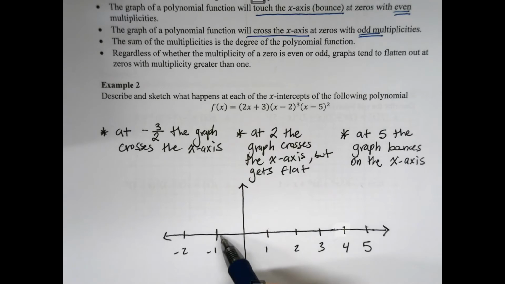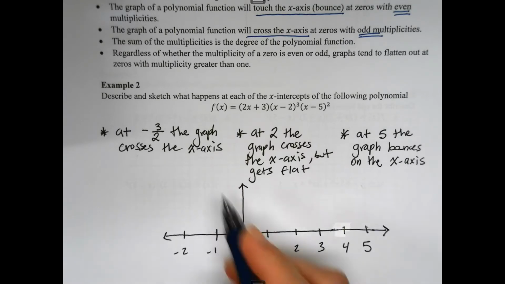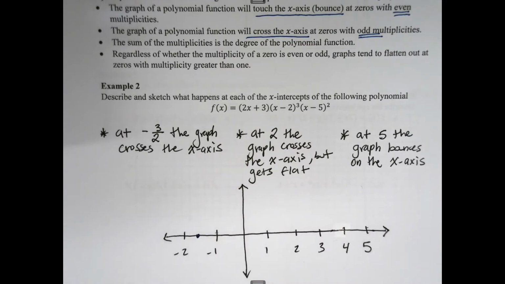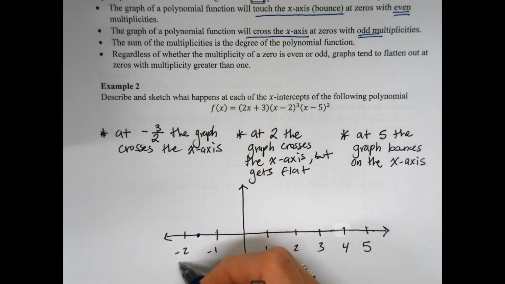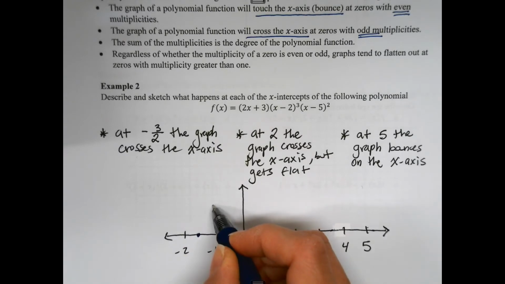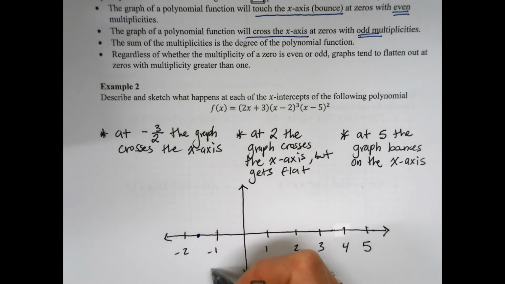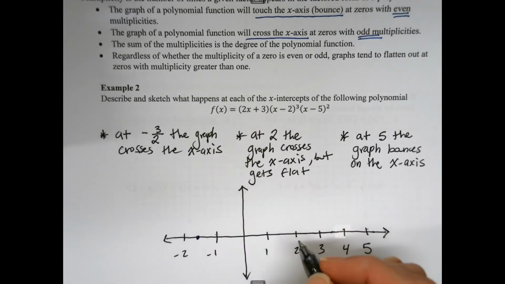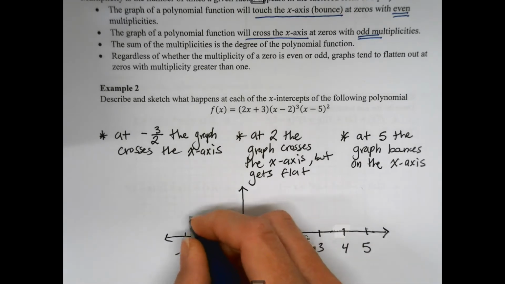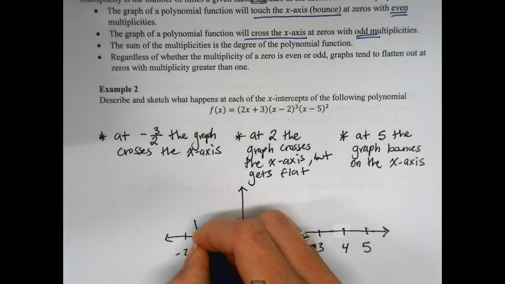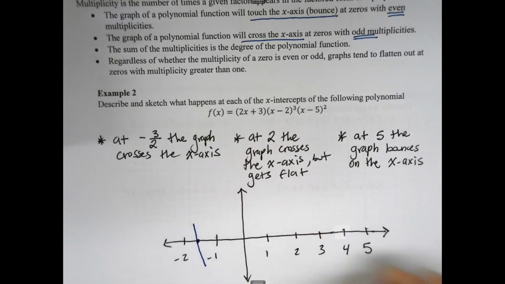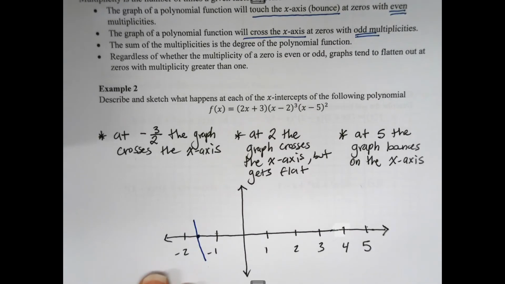So at -1.5, we would have an x-intercept or a root, and it's just going to cross through the x-axis. So it's either going to go from below the x-axis to above the x-axis, or from above to below. Because I know what the final graph is going to look like, I know it'll go from above to below. So it's going to go this way, and you'll see why in our future example.